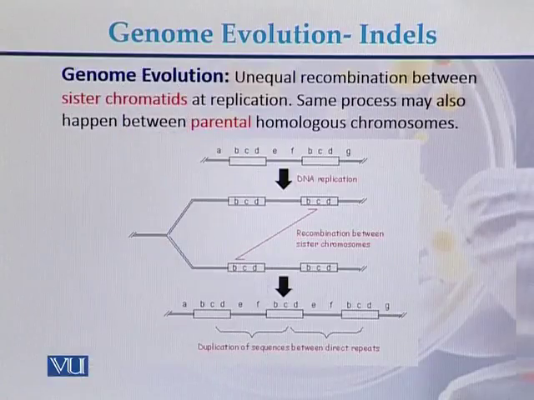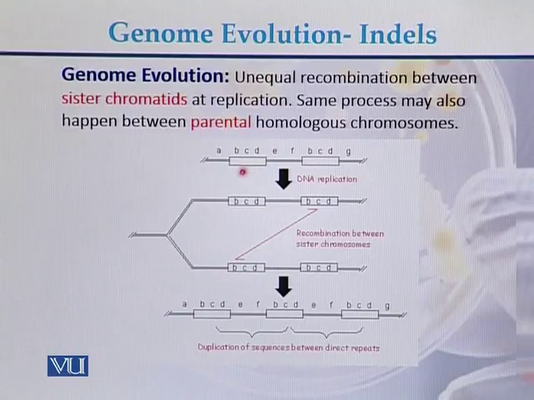This is an example of segmental duplication, where we can see that there is unequal recombination. Here we can see unequal recombination between sister chromatids. This is sister chromatid 1 and this is sister chromatid 2, and we can see that the crossover is unequal. The same process can also happen between the parental homologous chromosomes.